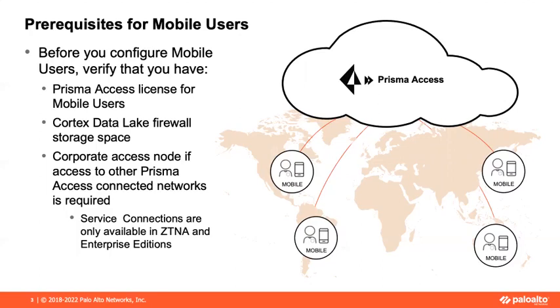If users need to reach back to a corporate data center, maybe to an authentication server or a DNS server or some other service that they might need, then you would need to deploy corporate access nodes down a service connection. Now, these are going to be available for the mobile user solutions, whether it's the enterprise edition that you're doing or the zero trust network architecture, which are both licensed for mobile users.